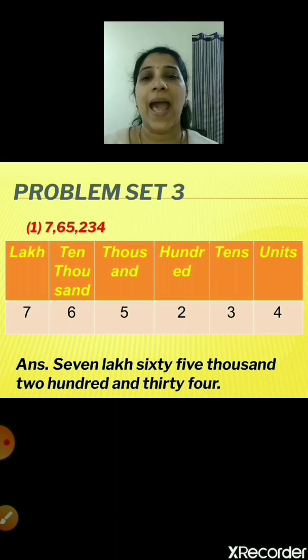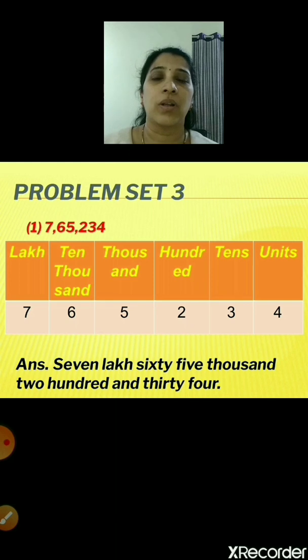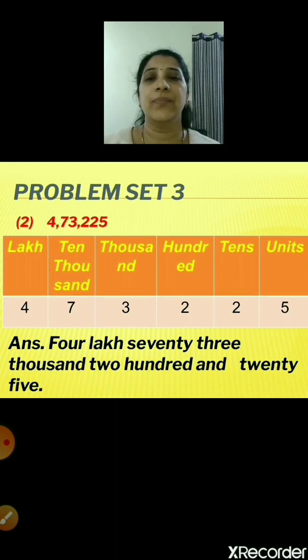So 7,65,234. So students, whenever in the exam such a type of question comes, you are going to directly write the answer. The number will be given as 765234. You are just going to write 7,65,234. You are not going to draw this table, right? This is just for your understanding purpose. Let's take the second one.